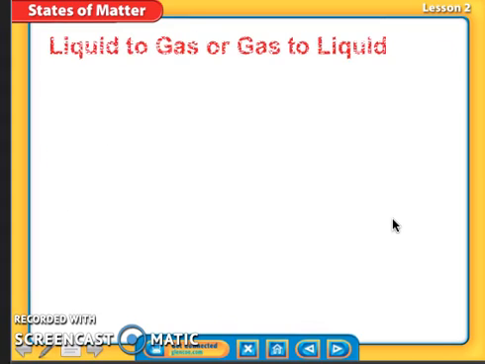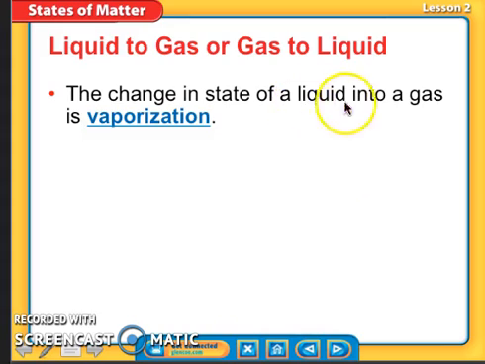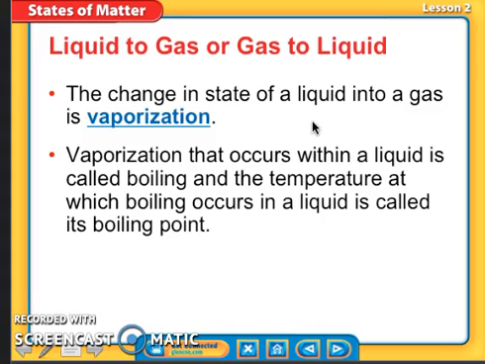Okay? Now, the change in state from a liquid to a gas, vaporization. The change in state of a liquid into a gas. This is on page 285. Go ahead and write this down. Now, vaporization occurs in a liquid. It's called boiling. And the temperature at which boiling occurs is called the boiling point.